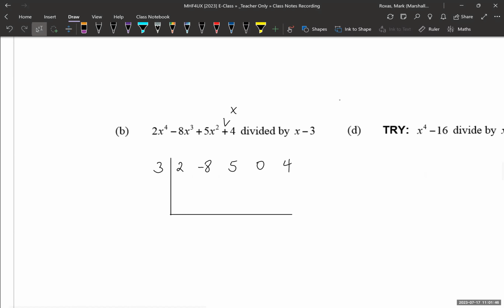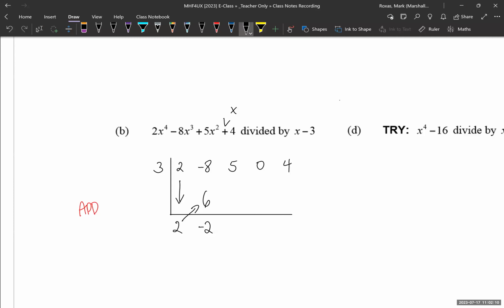Step 2 says bring down the 2, skip the second row, bring it down to the third row. Multiply that 2 with the 3 there, so 3 times 2 is 6. Bring that up to the second column under the second coefficient in the second row. And then you add. That's the key thing here. We're going to add. So -8 plus 6 is -2. Put that in the third row.